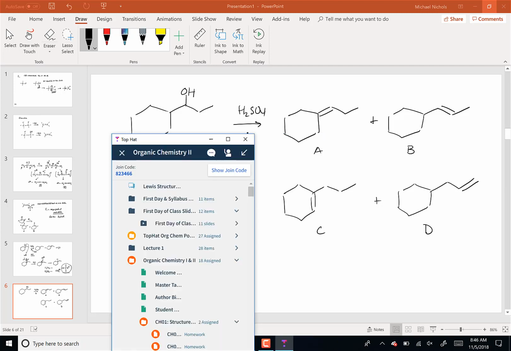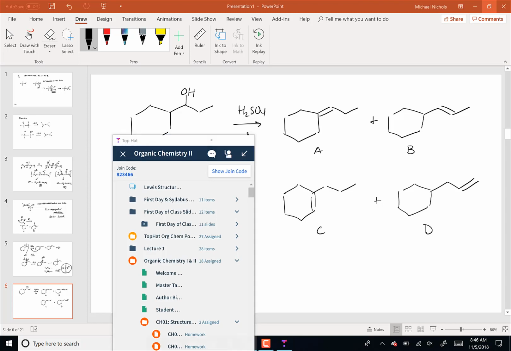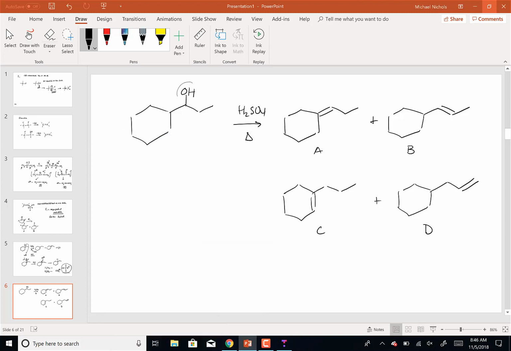A is the major product of this reaction without rearrangement. Why? Because when I protonate my OH group and it leaves, I'm going to get my carbocation, and without rearrangement, I've got two hydrogens on either side that I can lose. A is going to be the more substituted product. So without rearrangement, A is my major product.